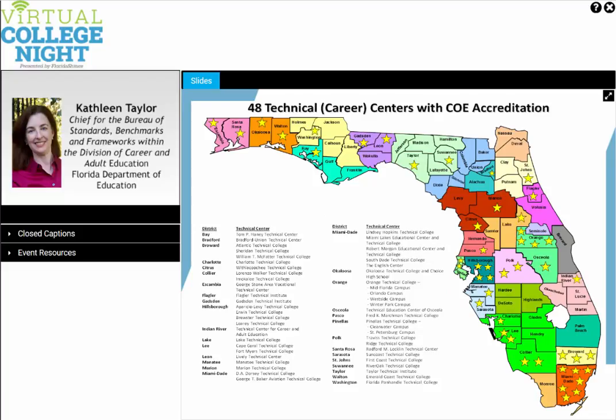Florida's 48 technical centers and colleges offer post-secondary career and technical programs that train for occupations that are in demand by the state and regional economy. These are certificate programs that range from healthcare to information technology to aviation to manufacturing.